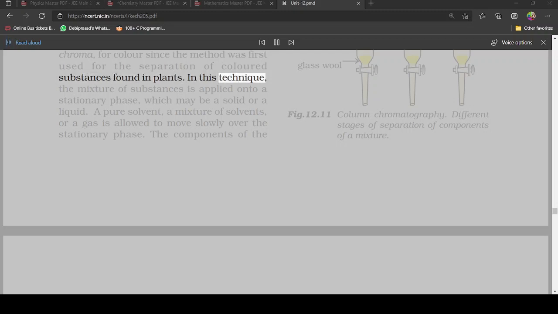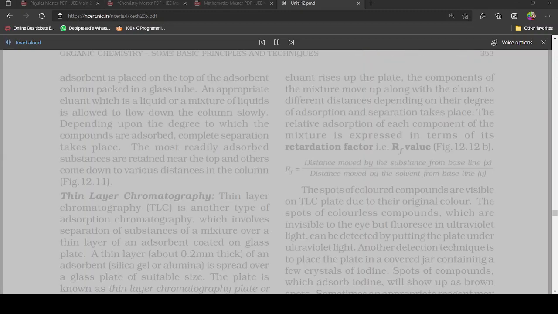In this technique, the mixture of substances is applied onto a stationary phase, which may be a solid or a liquid. A pure solvent, a mixture of solvents, or a gas is allowed to move slowly over the stationary phase. The components of the mixture separate.